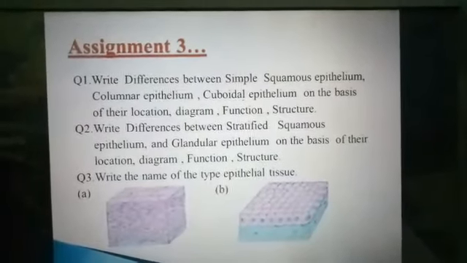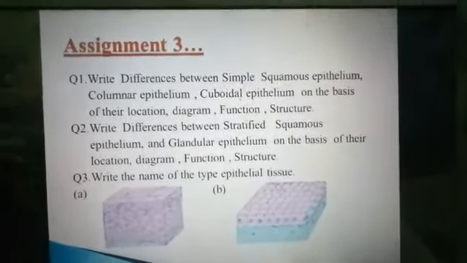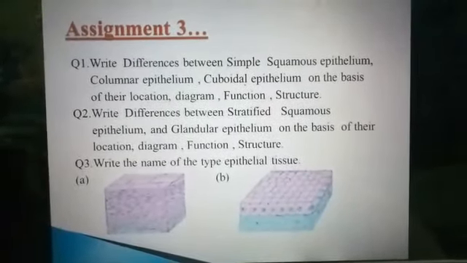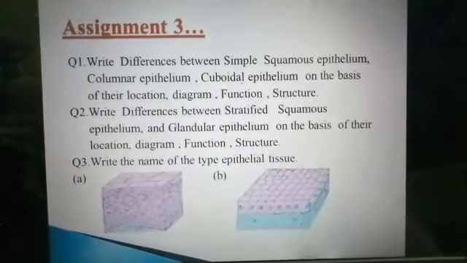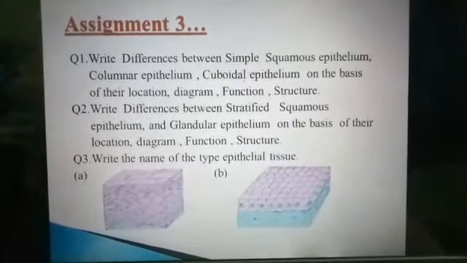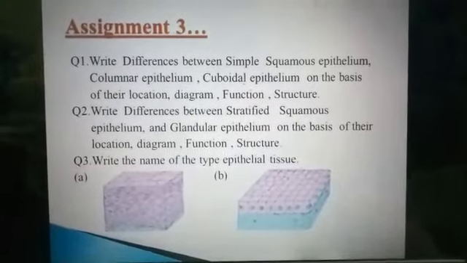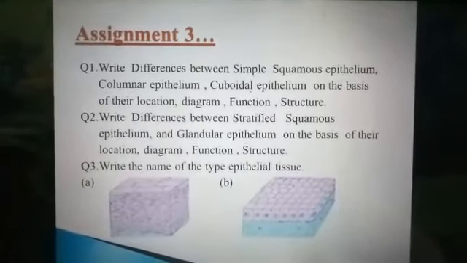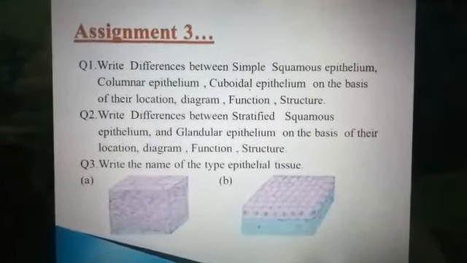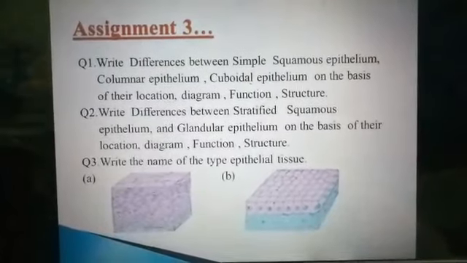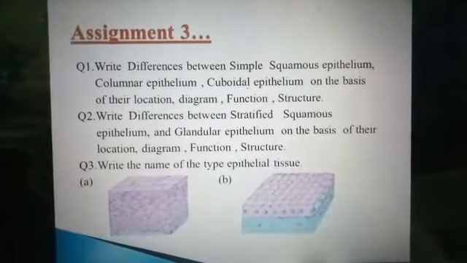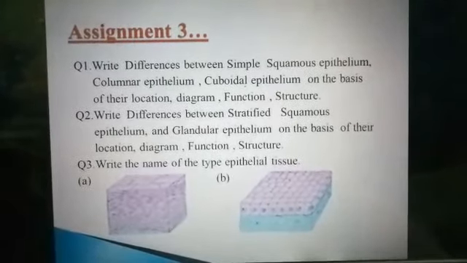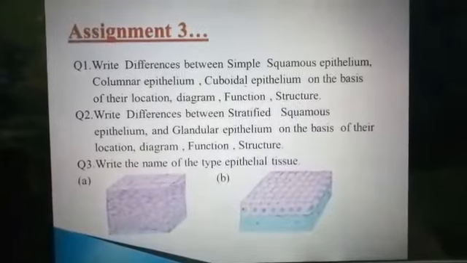And next is your assignment number 3. Question number 1 is write differences between simple squamous epithelium, columnar epithelium, cuboidal epithelium on the basis of their location, diagram, function, structure. You have to complete this answer in tabular form, right? Complete questions 1 and 2 both in tabular form. Question number 2 is write differences between stratified squamous epithelium and glandular epithelium on the basis of their location, diagram, function, structure. The same question but for 2 other epithelial tissues, right?